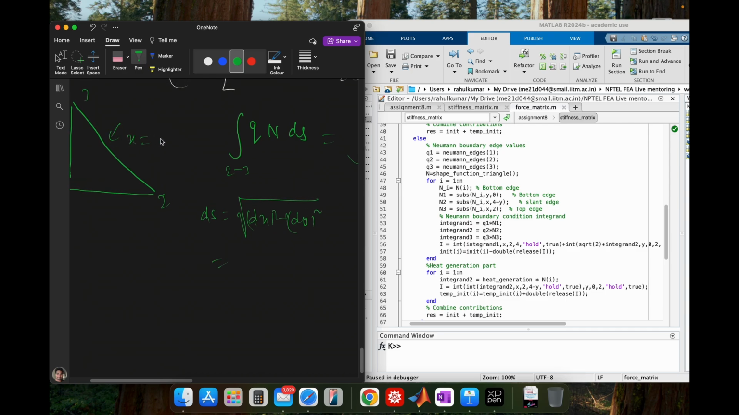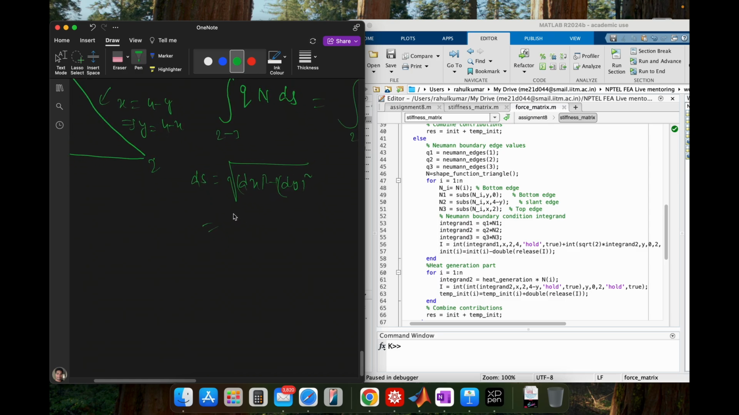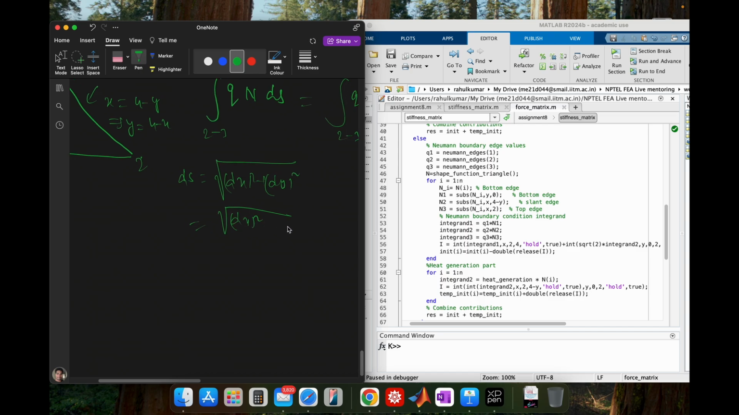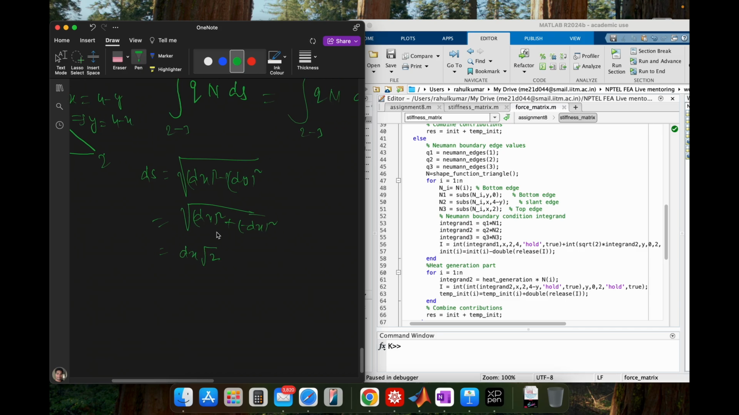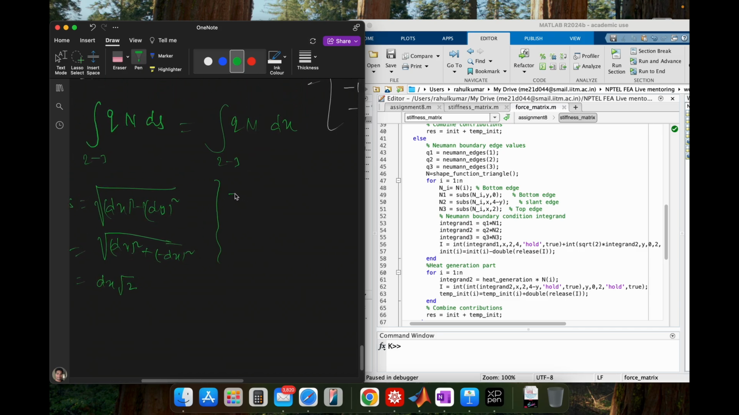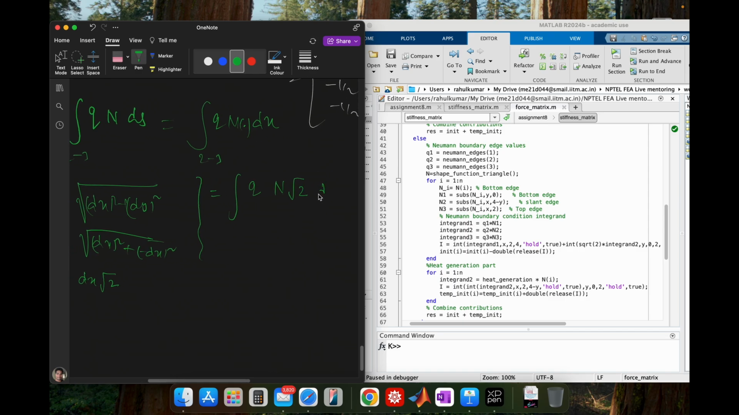And what is the equation of this line? The equation of this line is x equals 4 minus y, or we can also write y equals 4 minus x. So I want to write dx as it is plus dy. Dy is what? When you differentiate y, it becomes minus dx, raised to the power 2, and it will become root 2 dx. So this whole integral becomes q n ds, and the whole term will become root 2 times dx.